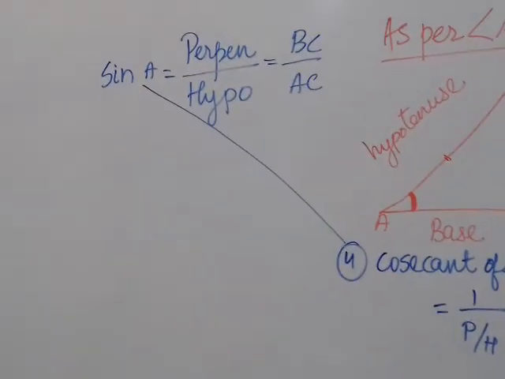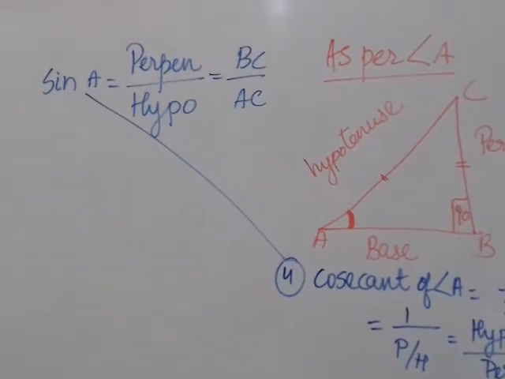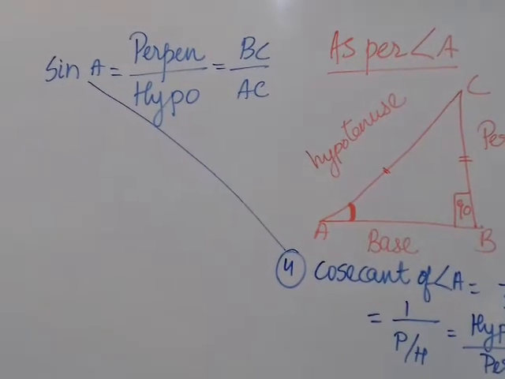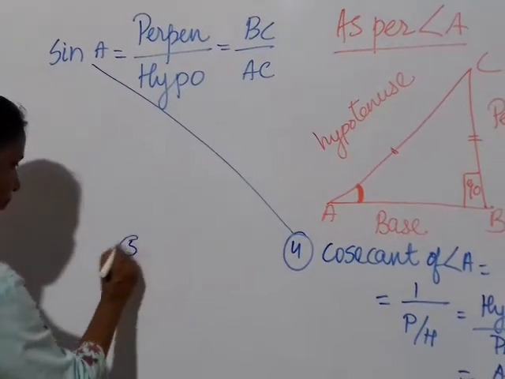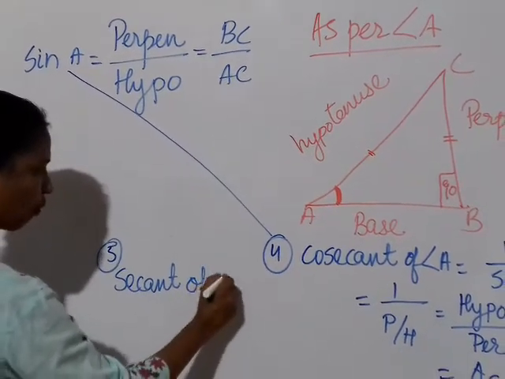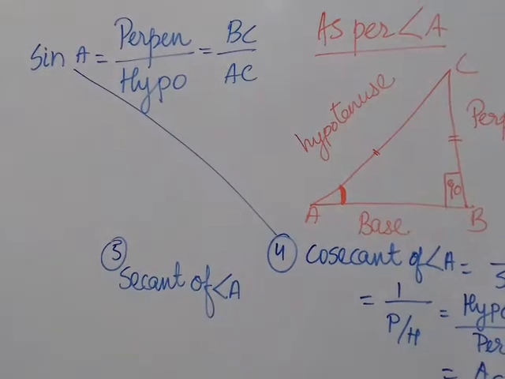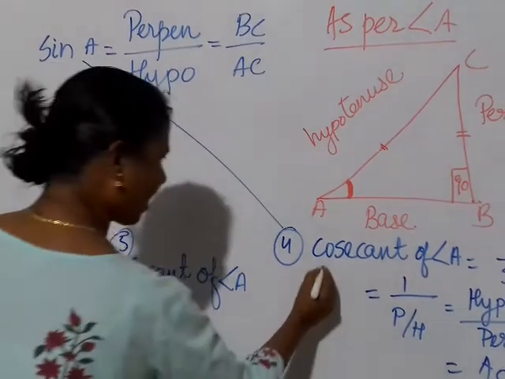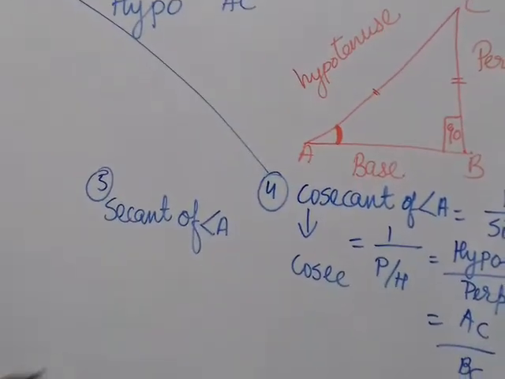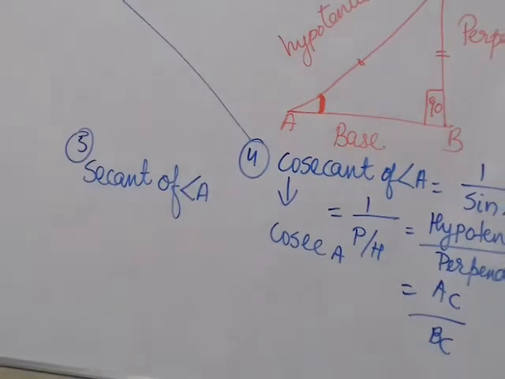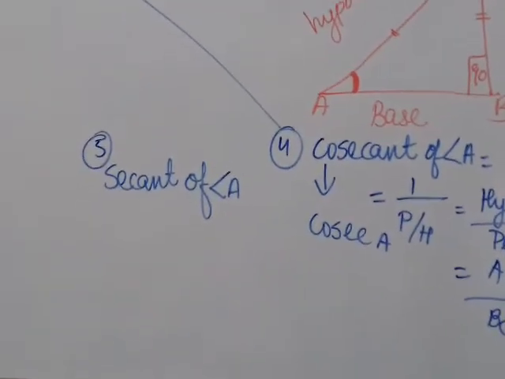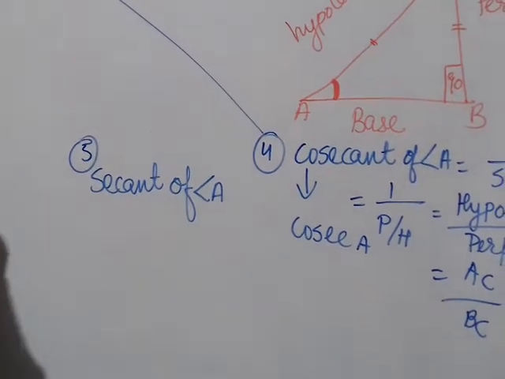Okay? Now we have to write the next one, secant. S-E-C-A-N-T, the fifth ratio. Secant of angle A. Now, the short form of cosecant we will not write in full, we will write cosec. Cosec A. Cosecant of angle A, the abbreviated form, we can write cosec. Now, secant of angle A.